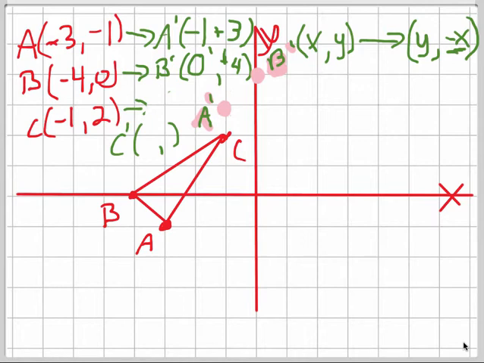Now we can do the same thing for C. Okay, let's flip. Change the sign of the second one. So that's going to become 2, +1. So if we plot C prime, 2, 1 is right there. There's my C prime. Now I can connect to create my triangle here. So there's that, and there we go. There's you a rotation about the origin, 90 degrees on the coordinate plane.